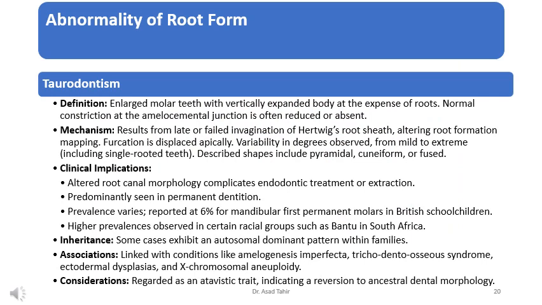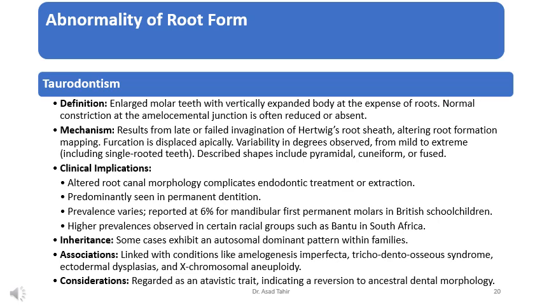Abnormality of root form. Taurodontism. Definition: enlarged molar teeth with vertically expanded body at the expense of roots. Normal constriction at the amelocemental junction is often reduced or absent. Mechanism: results from late or failed invagination of Hertwig's root, altering root formation mapping. Furcation is displaced apically. Variability in degrees observed, from mild to extreme, including single-rooted teeth.